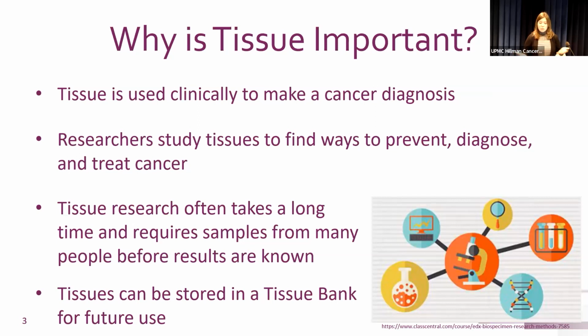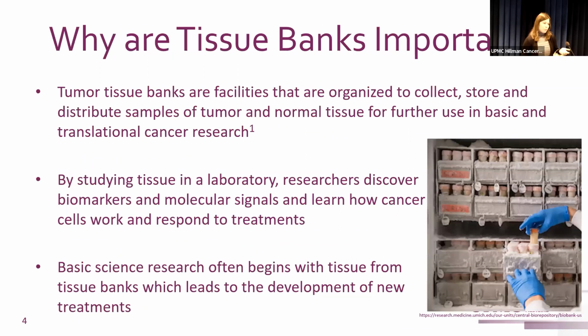You all know tissue is important to make a diagnosis, so what stage it is, those different features, but we also use tissue to find ways to prevent, diagnose, and treat cancer. Tissue research often takes a long time. We need to gather tissue from a lot of patients to compare it, and then we also store this in a tissue bank for future use. So why are tissue banks important?